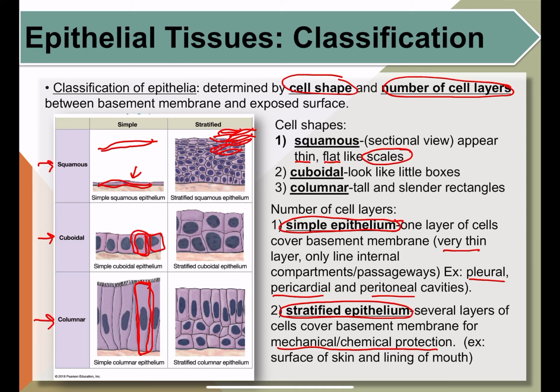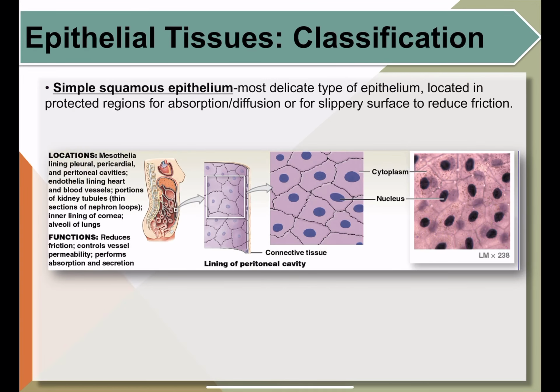Okay, so simple epithelium is for lubrication, or for areas where there needs to be fast exchange between two areas of the organ. To complete the nomenclature of epithelial tissue, we just need to combine cell shape and cell layer together. So let's go over the different types of epithelial tissue we can have in the body. We will start with simple squamous epithelium. Simple means one layer.